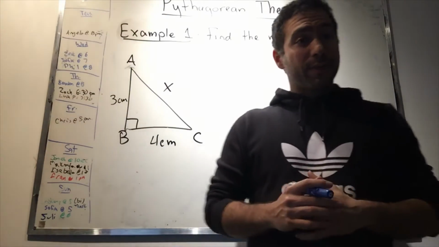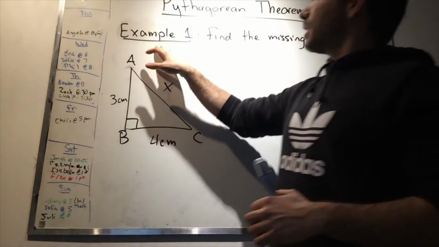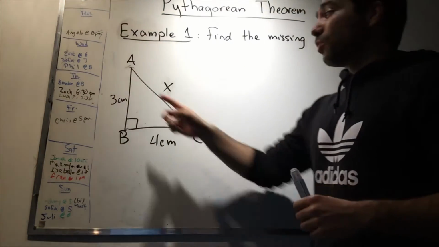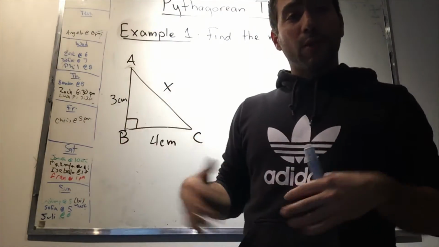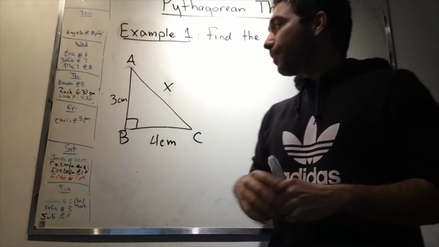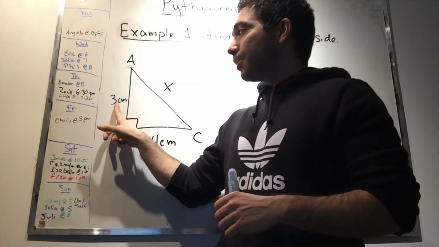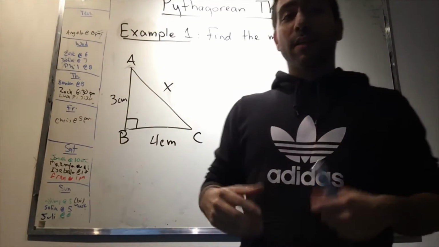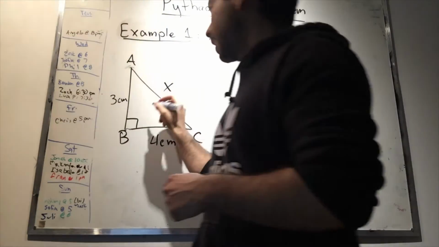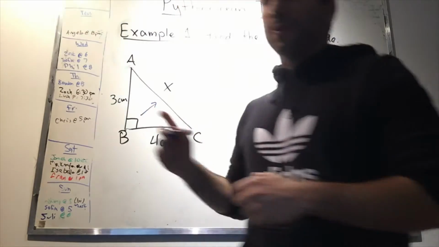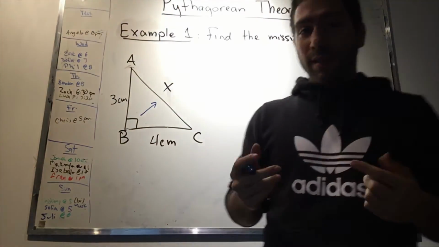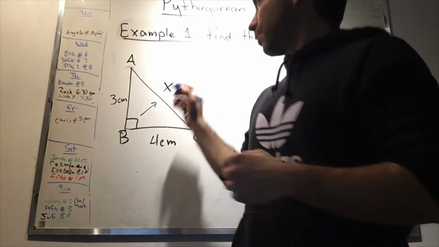So let's take a look at our first example. So this example says to find the missing side. So we're given a 90-degree triangle, we're given a right angle triangle, and we're given that the left side is 3 centimeters and the bottom is 4 centimeters, and it's asking us to find x. So what you have to catch is that x is located across the 90-degree angle. That means that x is really the hypotenuse.